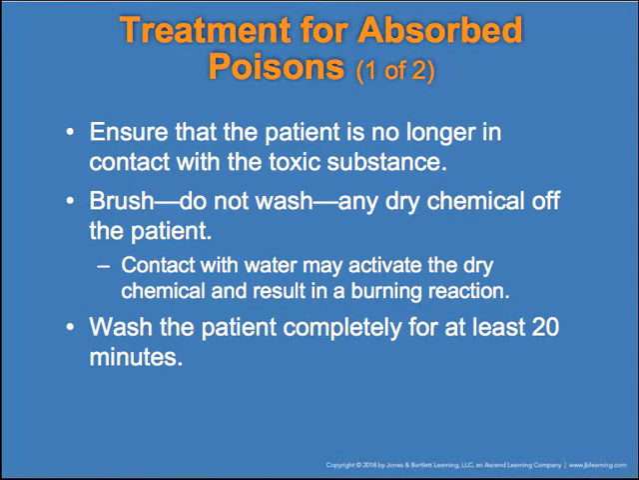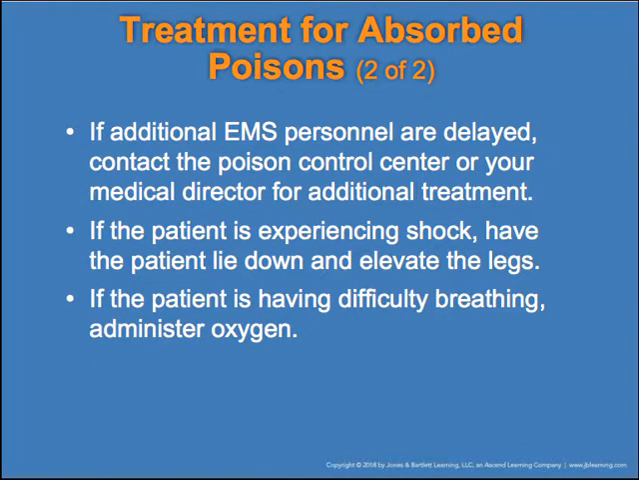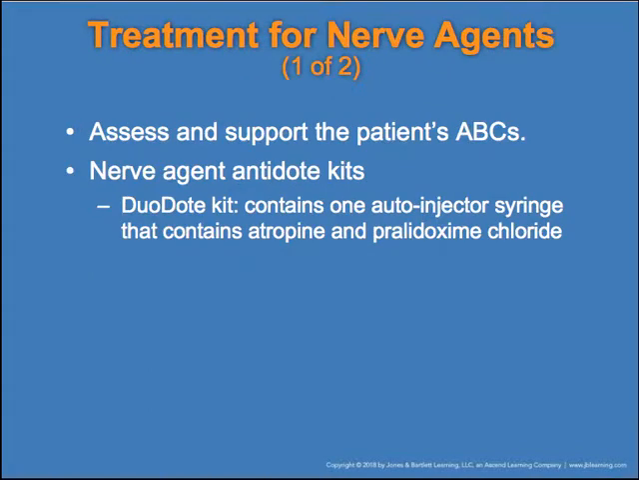Treatment for absorbed poisons: ensure the patient is no longer in contact with the toxic substance. Brush, do not wash, dry chemical off of the patient. Contact with water may activate the dry chemical and result in a burning reaction. Wash the patient completely for at least 20 minutes. If additional EMS personnel are delayed, contact the Poison Control Center or your medical director for additional treatment. If the patient is experiencing shock, have the patient lie down and elevate the legs. And if the patient is having difficulty breathing, administer oxygen.